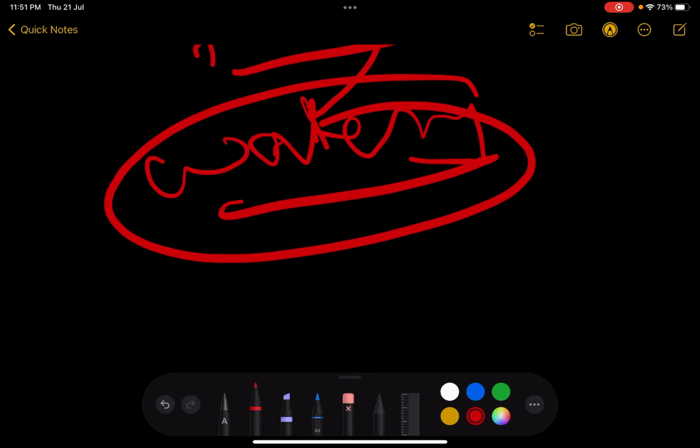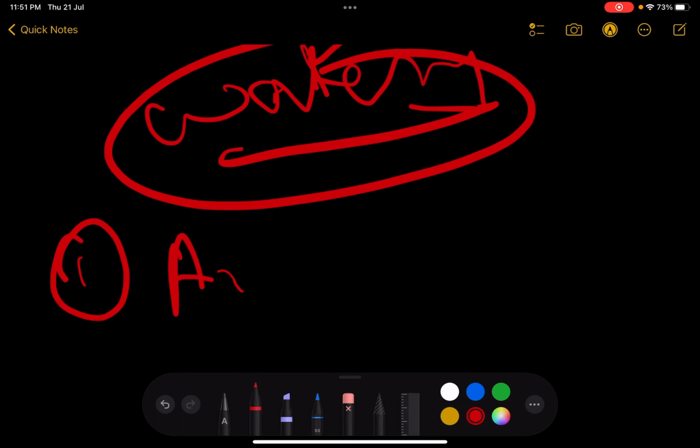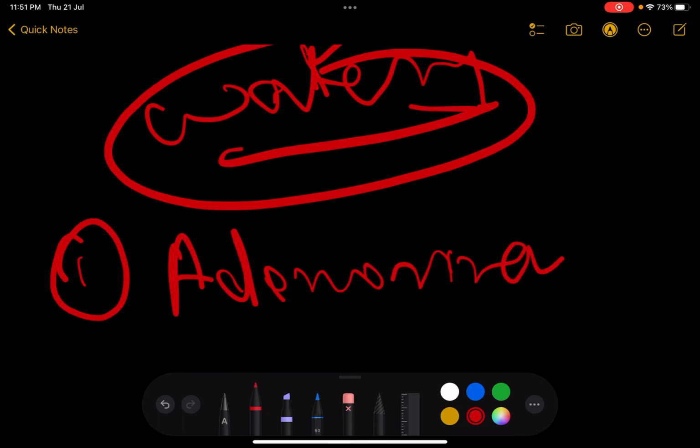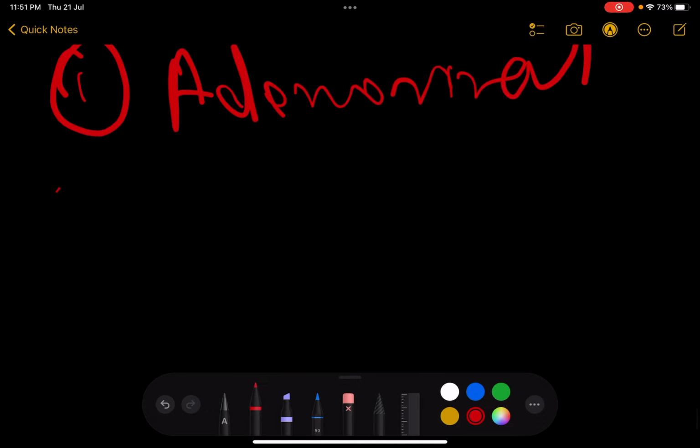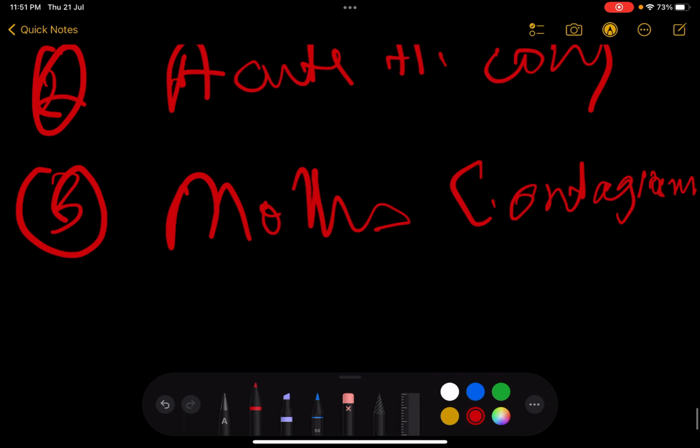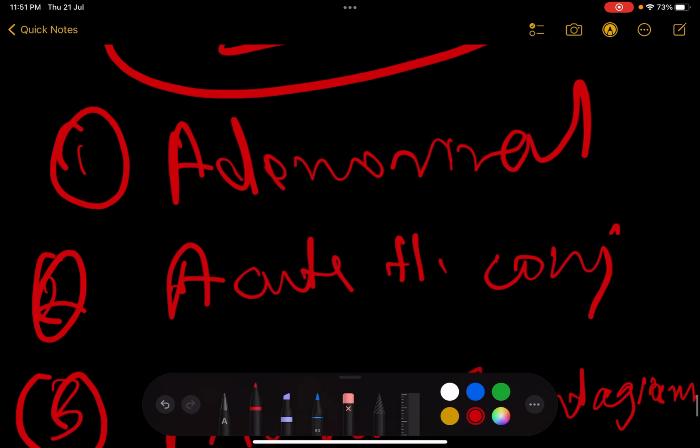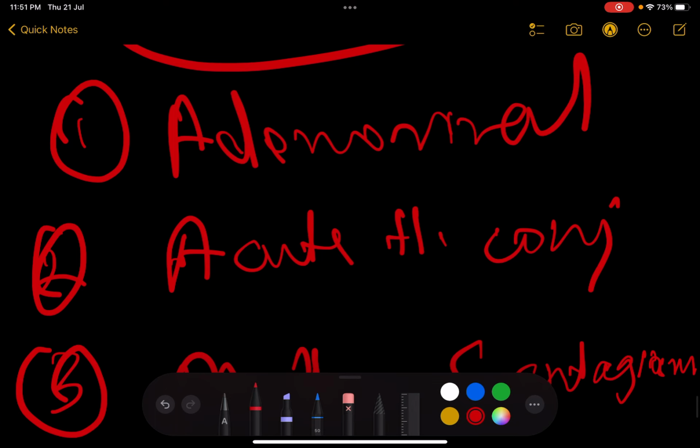When I'm talking about viral conjunctivitis, first I'm going to talk about adenoviral conjunctivitis. Second, there's going to be hemorrhagic conjunctivitis, the acute hemorrhagic conjunctivitis. And third is going to be molluscum contagiosum. Very, very important. These three are the very important causes of viral conjunctivitis. When I'm talking about viral conjunctivitis in particular, I'm not going to be speaking about any other conjunctivitis.